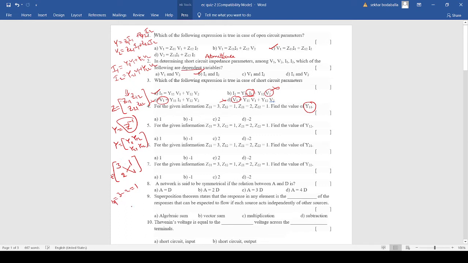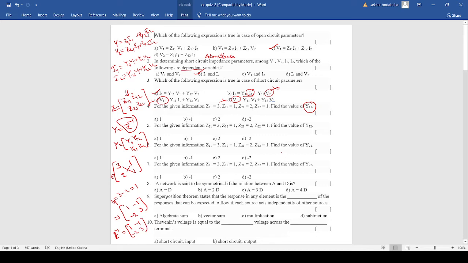Now if you want to find the adjoint of the given matrix, just for a 2 by 2 matrix, what you have to do is interchange A and D. So in place of A you write D, in place of D you write A, and keep the minus sign for B and C. This is the adjoint matrix. I want Z inverse. So Z inverse is adjoint A by det A. If you divide all these elements by det A, that is 1, you will get the same. So Z inverse is equal to 1, minus 1, minus 2, 3.